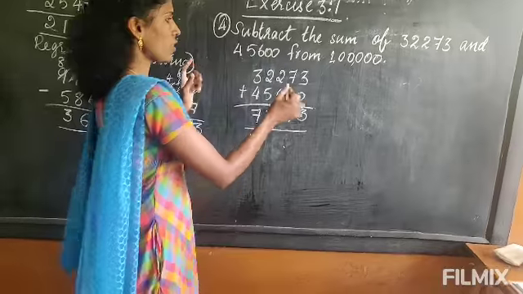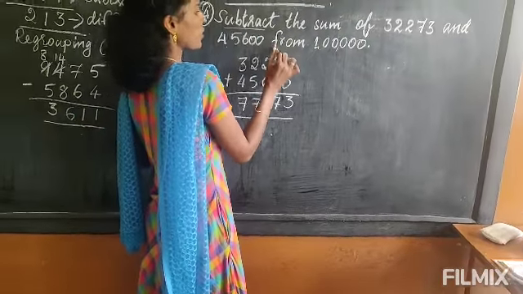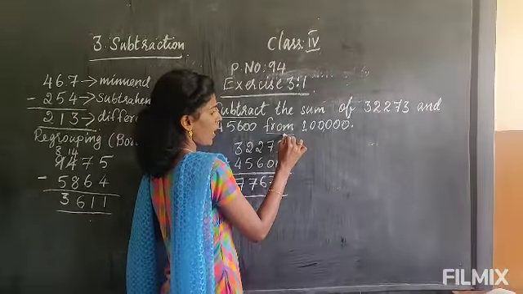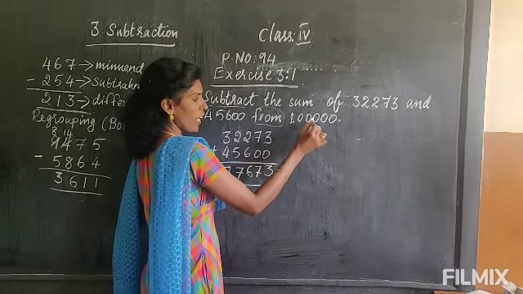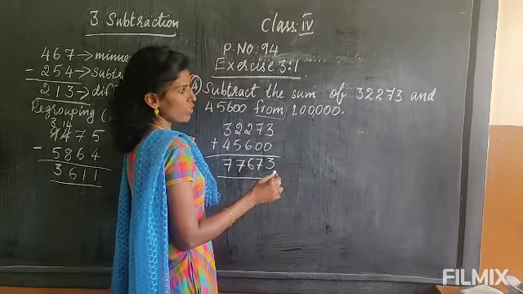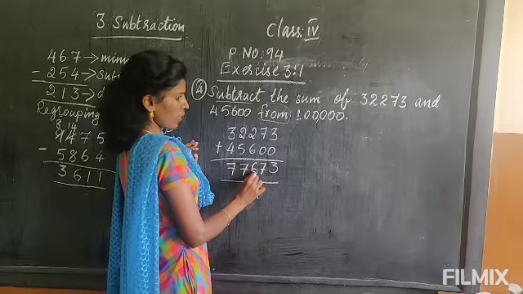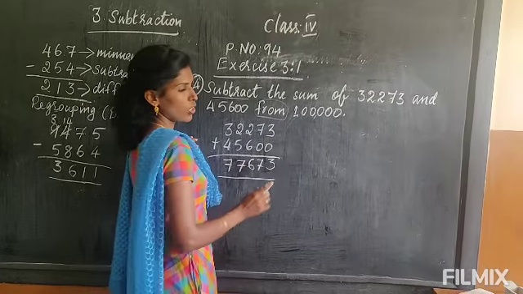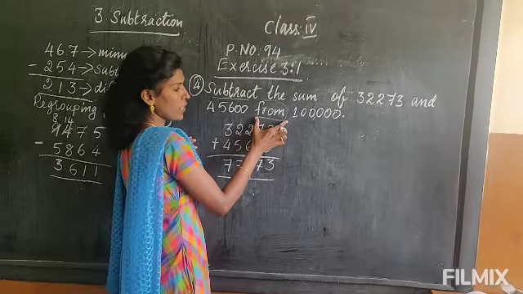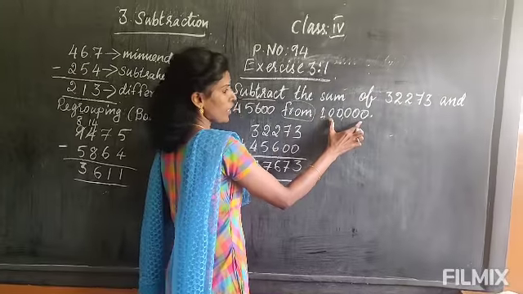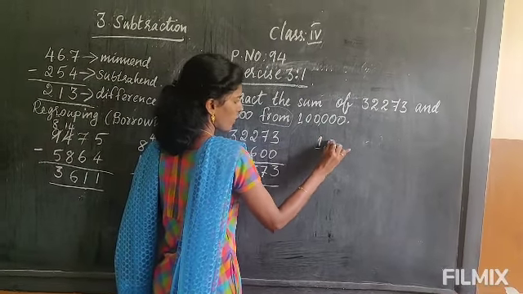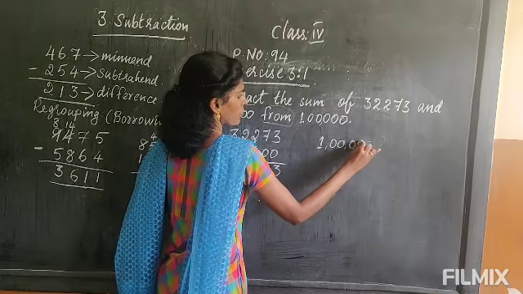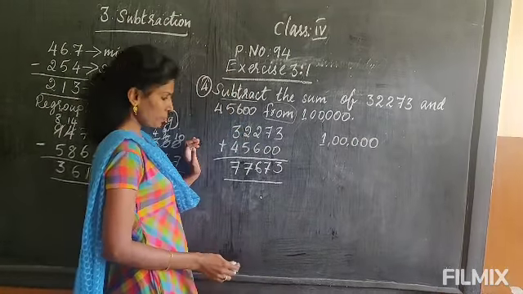From 1 lakh. When the word subtract comes, and this word from comes, remember, after this word, whichever number is given, that only you have to write first. Since sum is given, don't write this number first, and you should not minus it. If from is given, after from whichever number is given, you have to write that first. So here 1 lakh is given, that only you will write first.